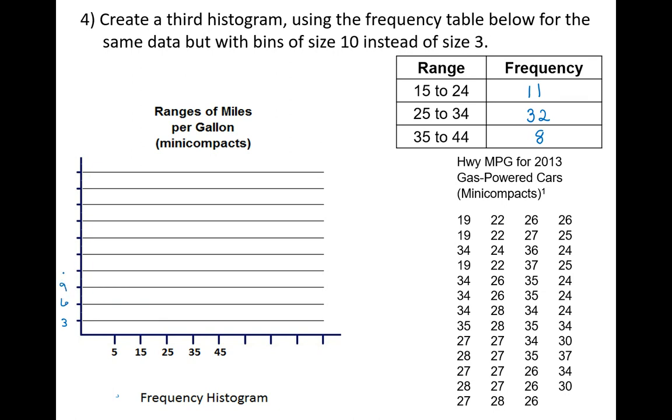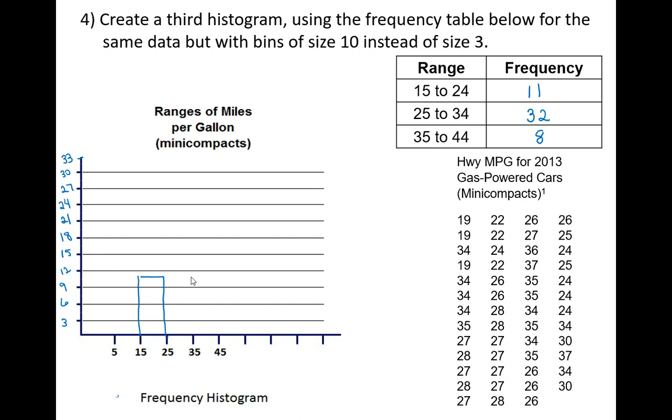9, 12, 15, 18, 21, 24, 27, 30, and 33. All right, 15 to 24 has a frequency of 11. So we need to go up almost to 12, not quite, two thirds of the way through that last graph. Here we go. 25 to 34 has a frequency of 32.